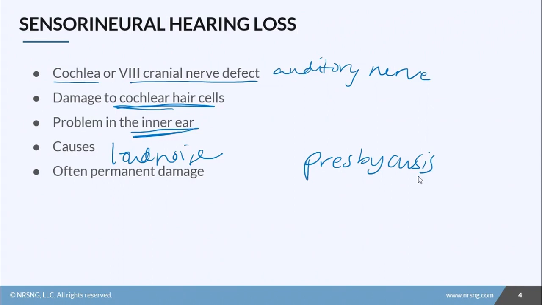Ototoxic medications can also cause this type of hearing loss just by damaging the inner ear structures. A lot of times these are antibiotics, so we need to make sure that if they are ototoxic medications, we are giving them as they're indicated, just to try to prevent any kind of damage that we could possibly give to these patients. Unfortunately, this is often permanent damage to the inner ear. So the focus is to prevent further damage to the ear and implement interventions to prevent it from getting worse.